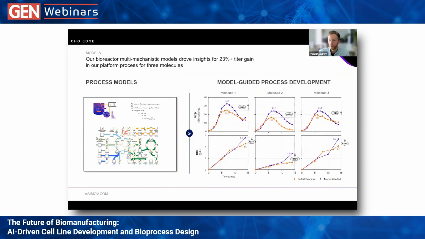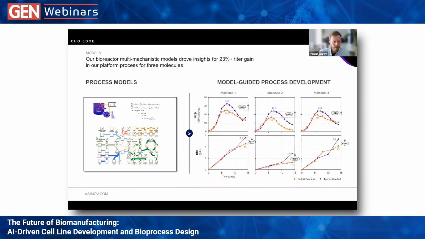As an application of our multi-mechanistic model, I'm taking the example here of 3 molecules where we identified a titer plateau. So as part of the troubleshooting process, our modeling, cell line development, and process development teams started looking at metabolic network and metabolomics data that we have collected, hypothesizing which shifts in the metabolic fluxes will result in that plateau and how we could eliminate it.